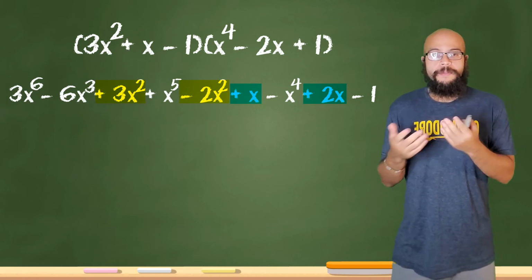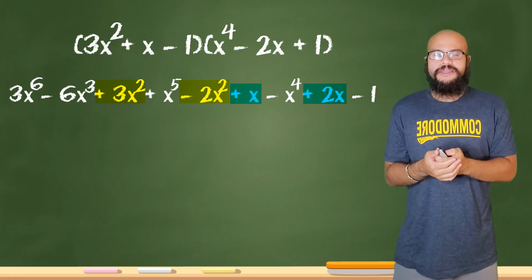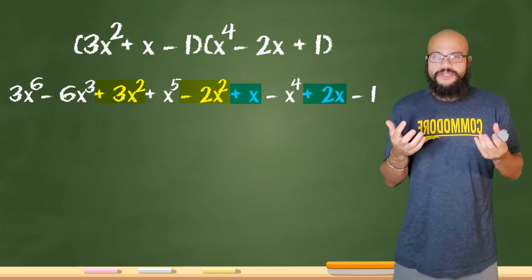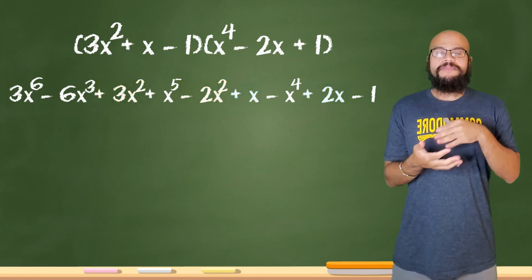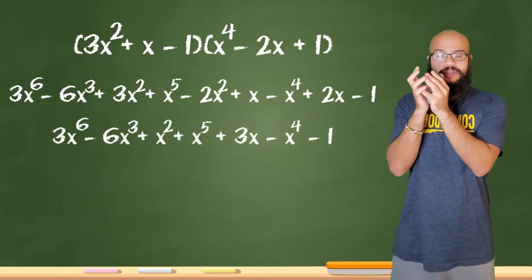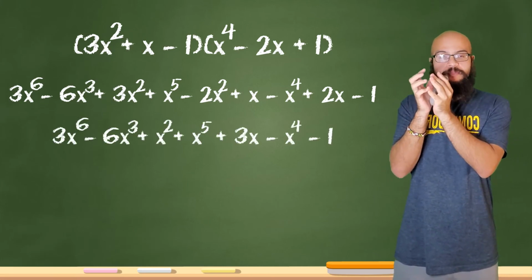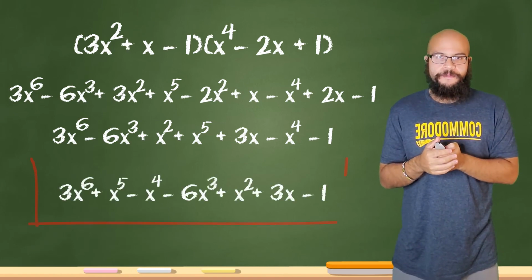Negative 2x squared when combined with 3x squared results in just x squared, and x and 2x combine to make 3x. So we have finished combining all of the like terms here, but we must make sure we write our answer in standard form. It means putting the highest degree, highest exponent term first. And once we do that, this is our final answer.